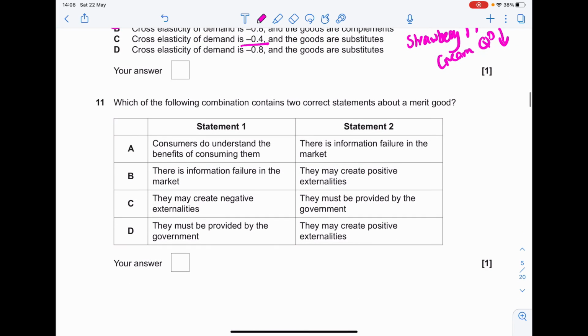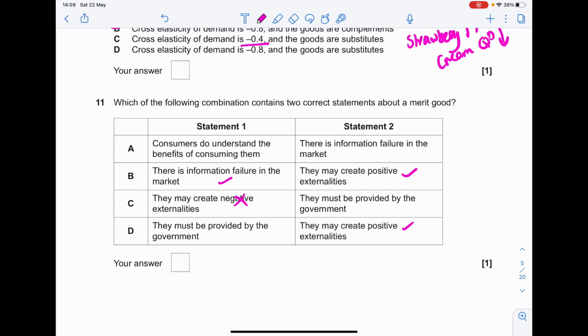Next one, merit goods. Merit goods are goods such as education and healthcare. So we've got two statements. We have to establish which two are true for merit goods. Well, before you even start, we know merit goods are good things, with positive externalities. So here we've got a positive. We know that this one's not right because that's got a negative. Again, we've got a positive, so we can cross out our negative ones and we can tick our positives, but now we've got other options. We need to consider whether they're correct or not. So there is information failure in the market.